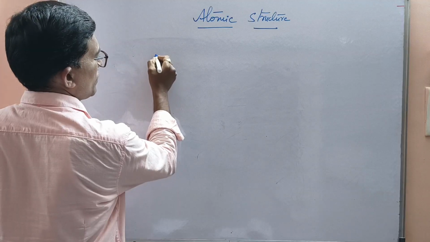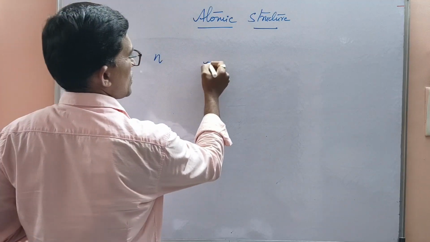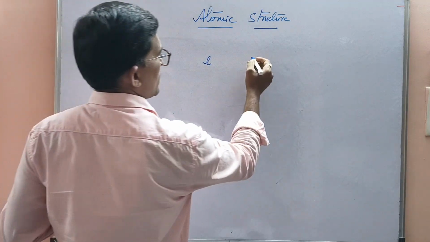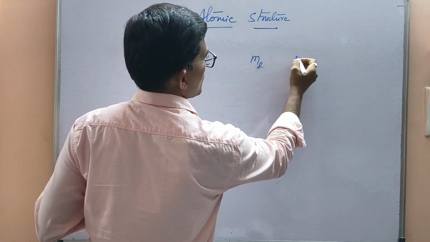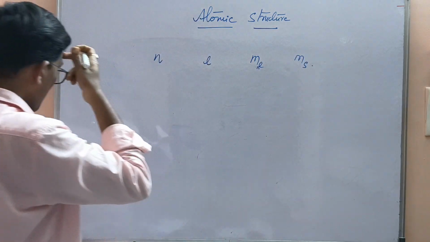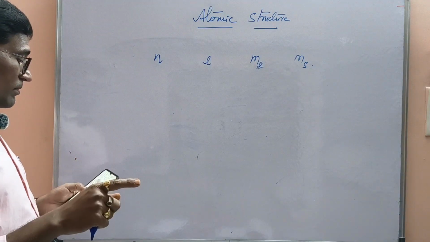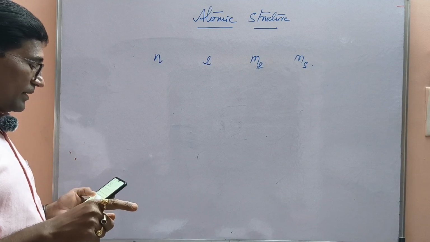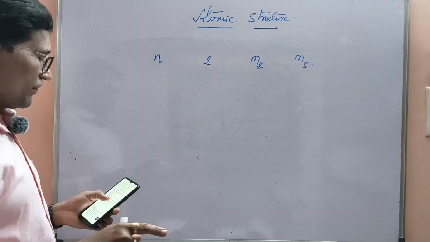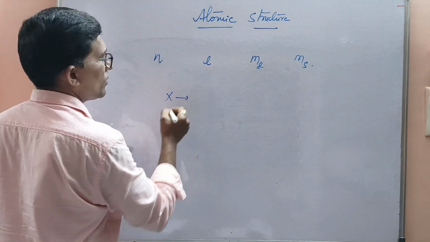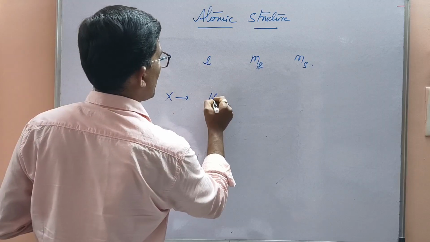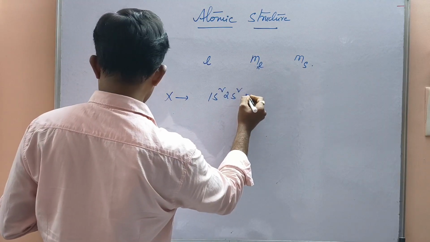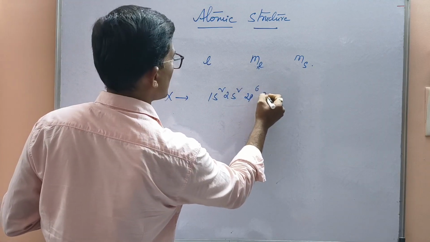Four quantum numbers means the first one is the principal quantum number, next is the angular momentum quantum number, next is the magnetic quantum number, that is ML, and the spin quantum number, MS. Element X was given, it did not mention the name. We can find the name also. The configuration given is 1s2, 2s2, 2p6, 3s2.